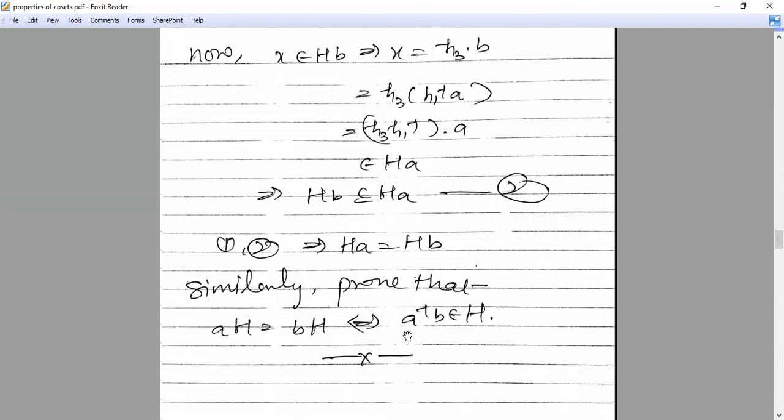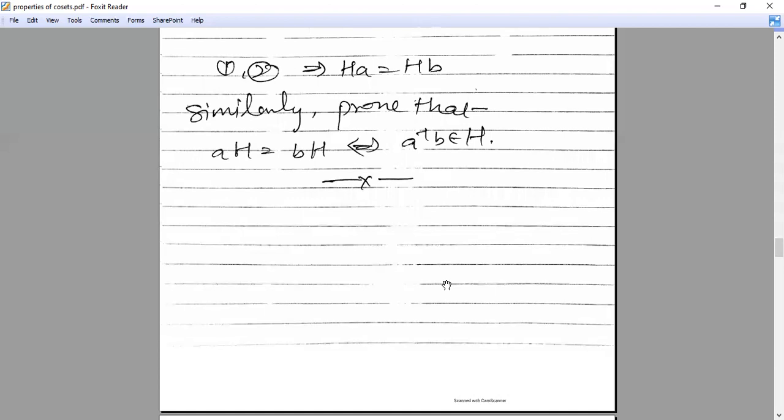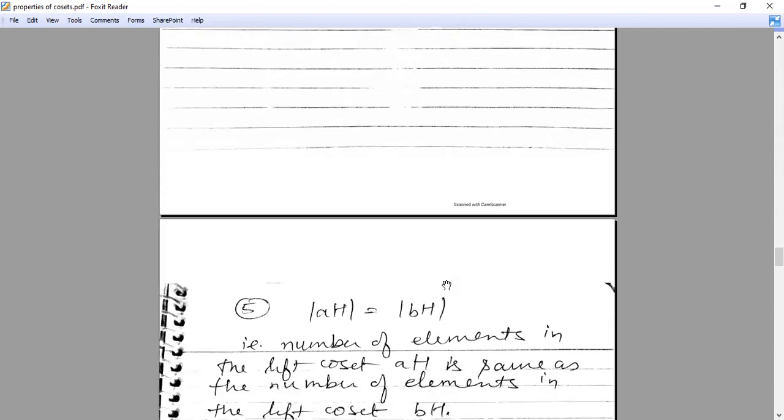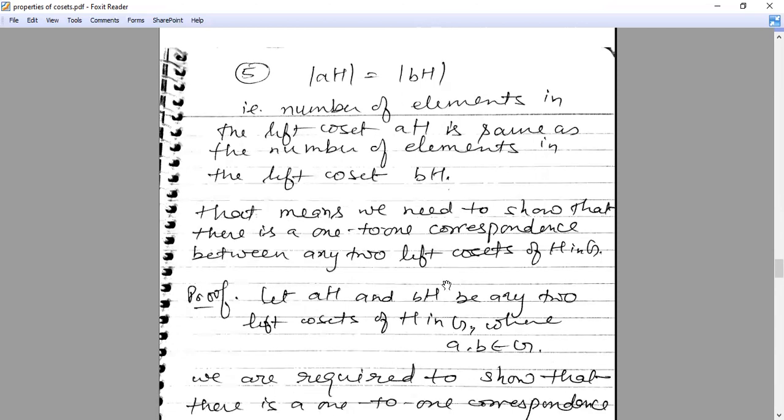Now 1 and 2 imply that Ha equals Hb. Similarly, the same result you can prove for left cosets also: aH is equal to bH if and only if a inverse b belongs to capital H. So this was also a good, important property. Now this is the fifth property of cosets.